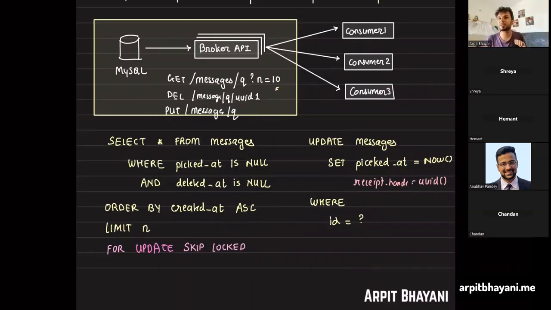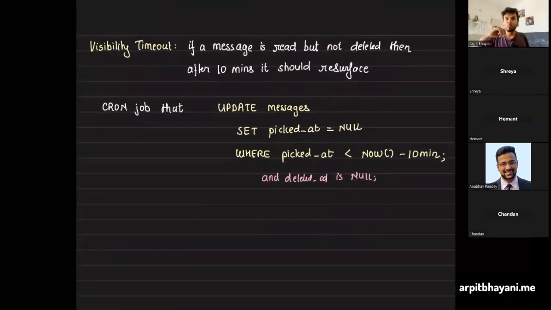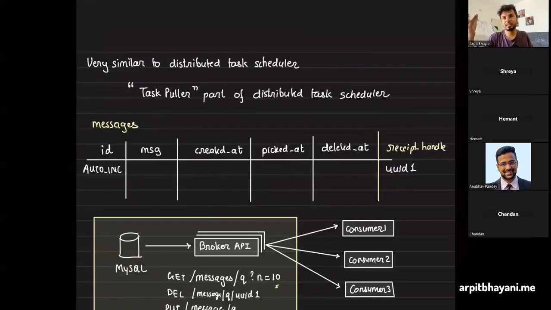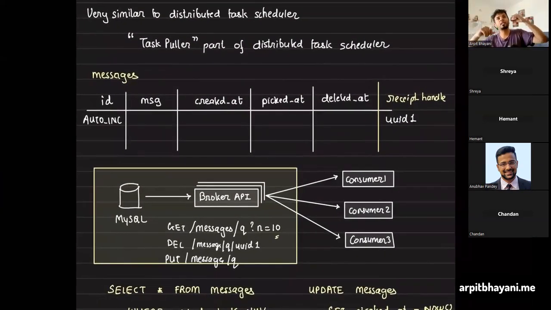Because message picked_at is set to something, now what happens? Because the message is picked, other consumers, when they fire the same query, would not get the message, because picked_at is set. Right? Okay. Now, in SQS, typically there is this feature where if some consumer has consumed the message but has not deleted it, you can configure a visibility timeout. Let's say the visibility timeout is 10 minutes. So if in 10 minutes the consumer does not delete the message, it reappears at the front of the queue.